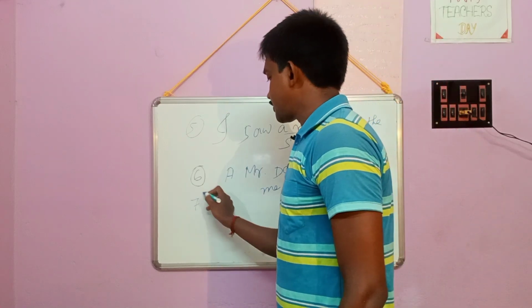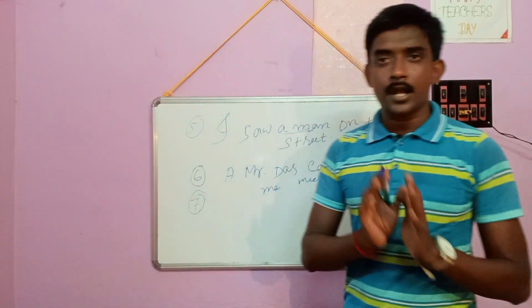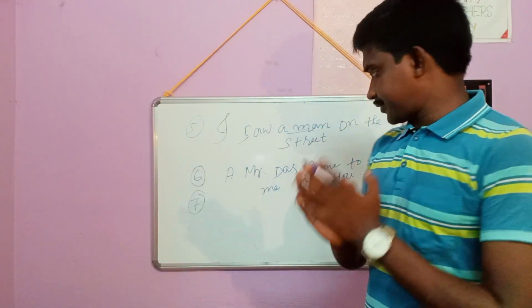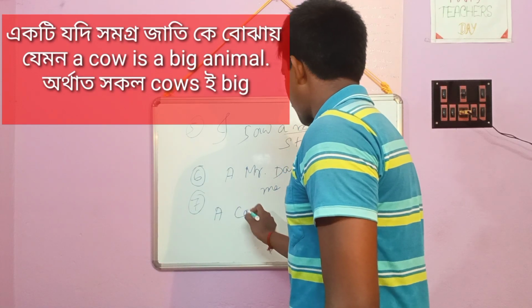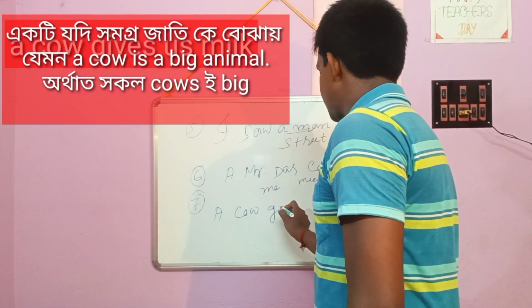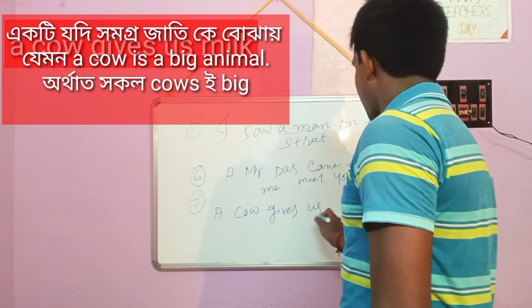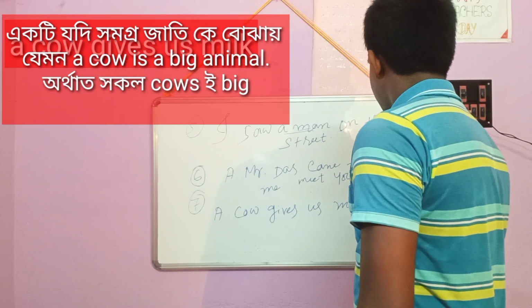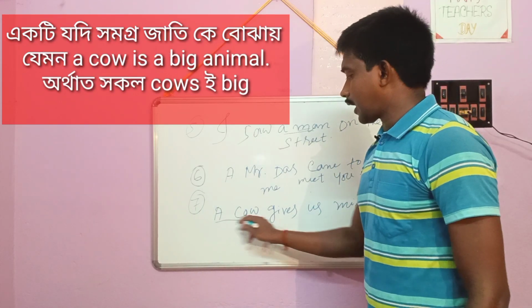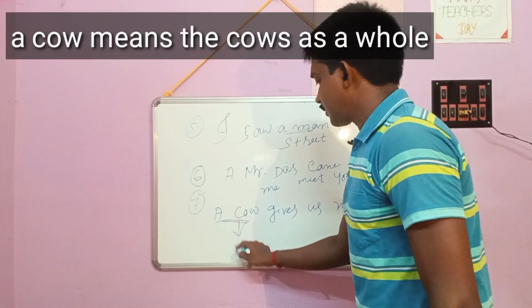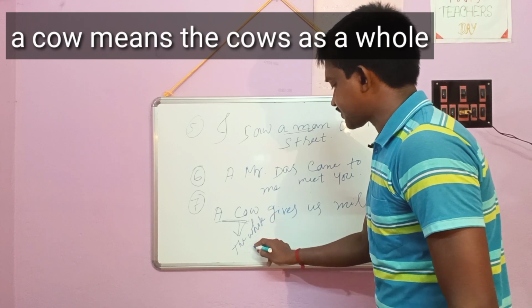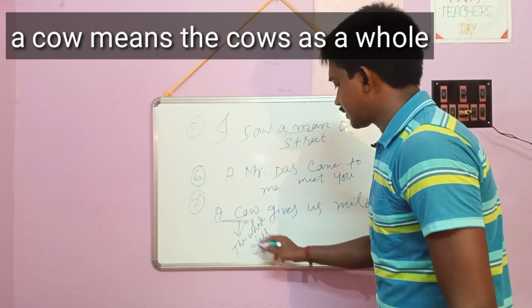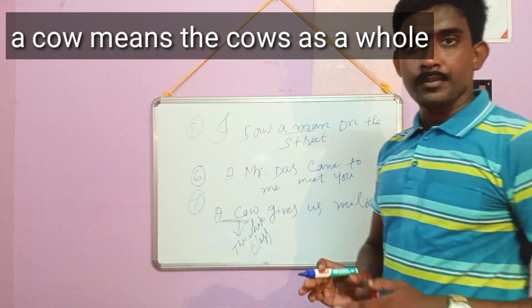Coming to the next point, sometimes a or an is used to talk about a whole race or community. Like, a cow gives us milk. Here a cow means the whole class, that is, all cows.